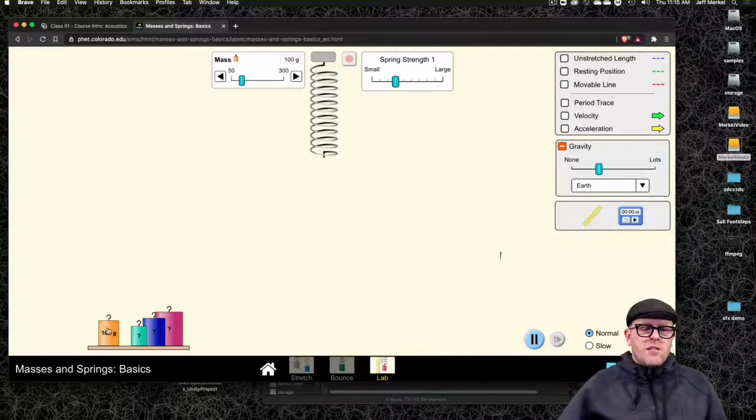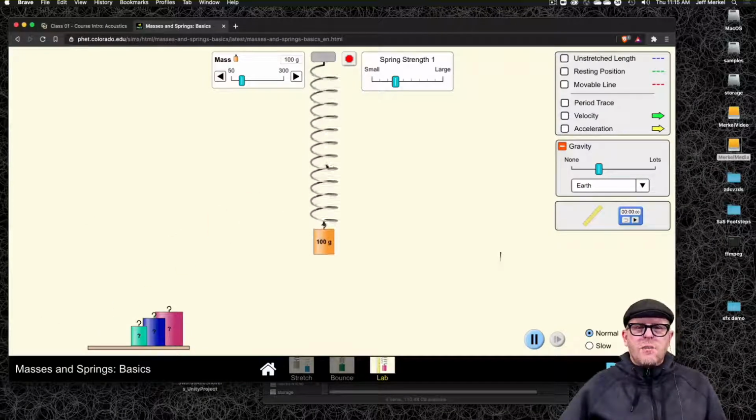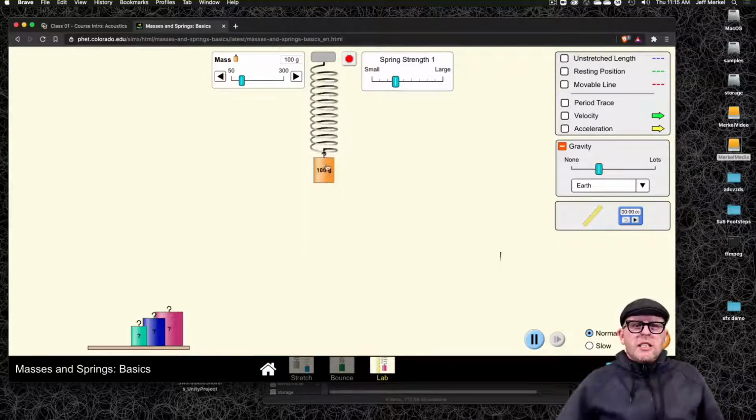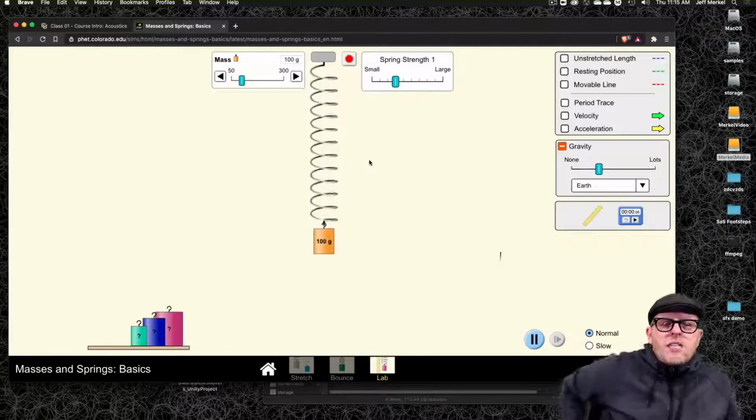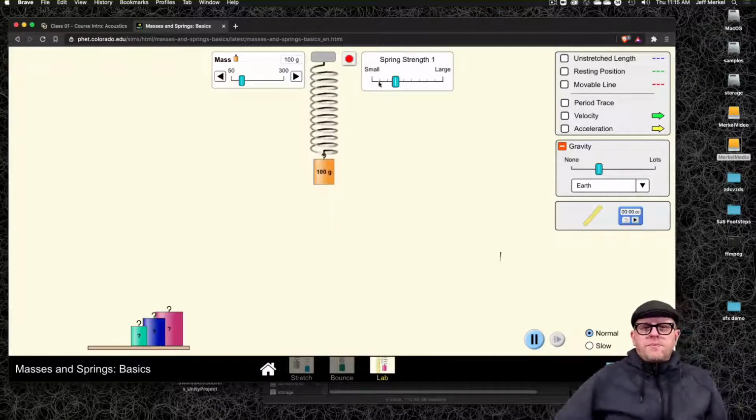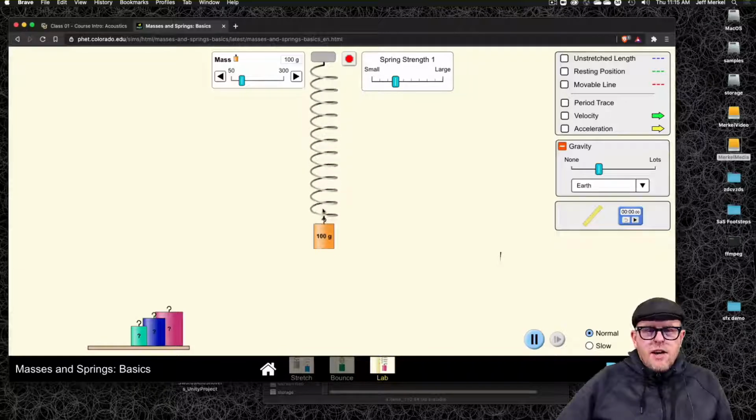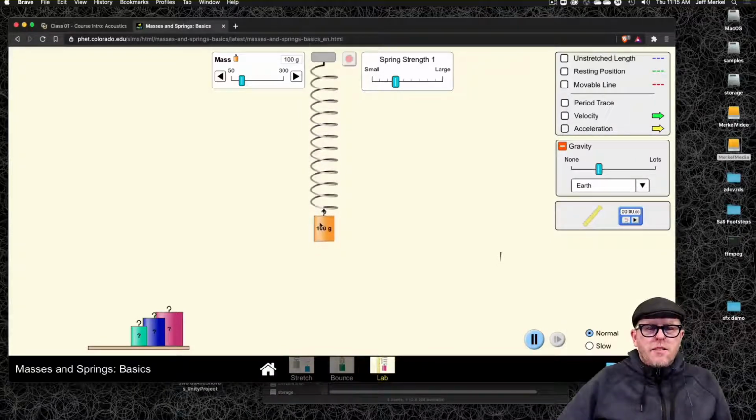Cool. All right. So let's grab this 100-gram weight and let this thing go up and down. Sweet. So as we have this thing cruising up and down right here, I'm going to see if I can grab it. There we go. Stop.